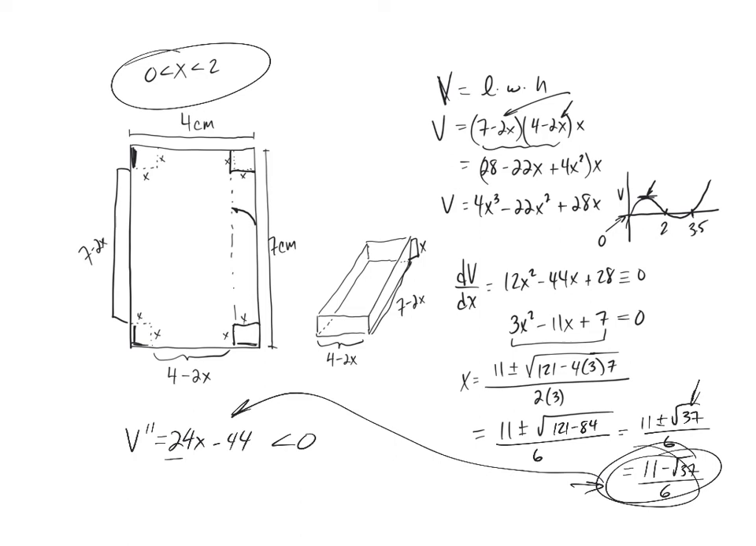And because the second derivative is less than 0 at that number, 11 minus root 37 over 6, that means the function's concave down. But we already know that it has a slope of 0, so that is a recipe for a maximum. So that's going to tell you your max volume is going to occur at 11 minus root 37 over 6.